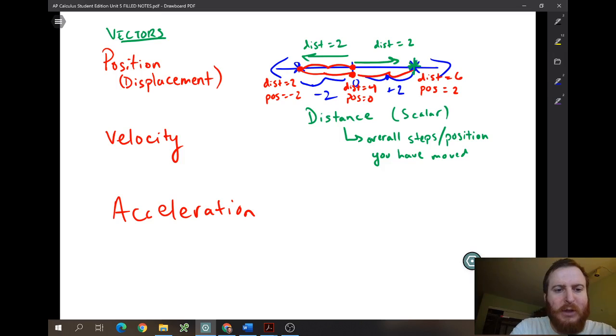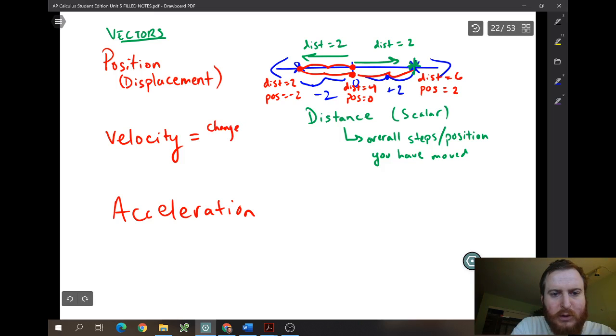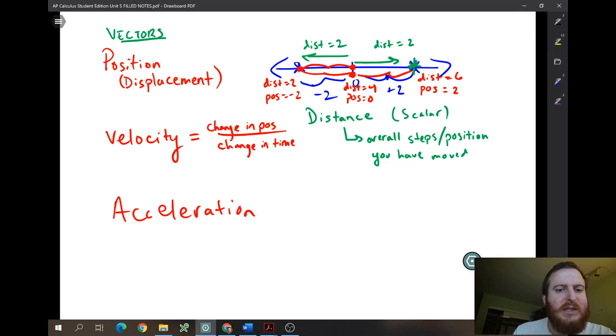Then when we talk about velocity, velocity is going to be our change in position divided by our change in time. And it's a rate. We've talked about this hopefully in 8th grade math. The rate is your distance over time. We're going to call this position over time because we're going to have velocity as a vector. So velocity always has a direction.